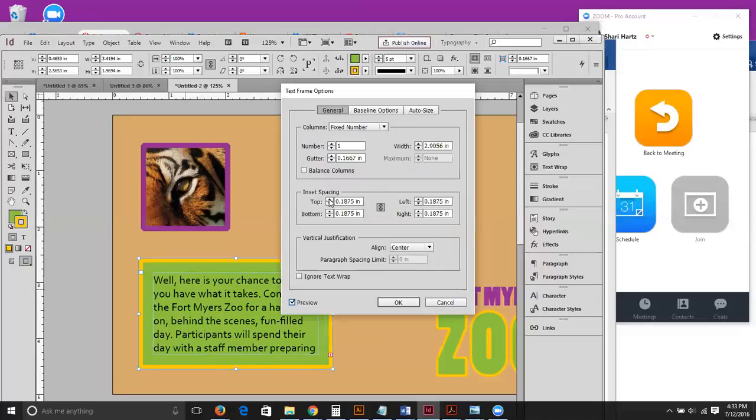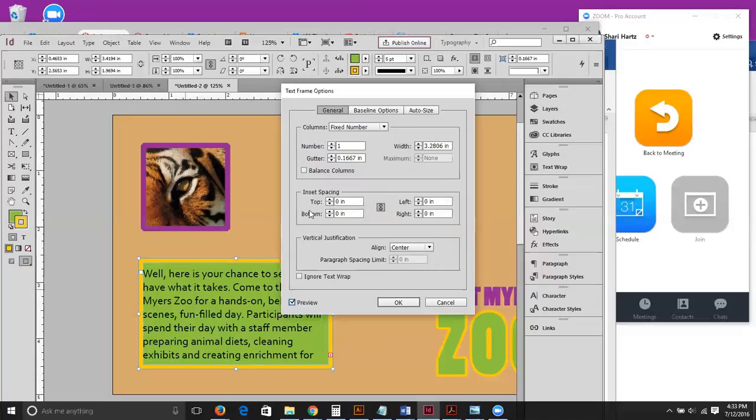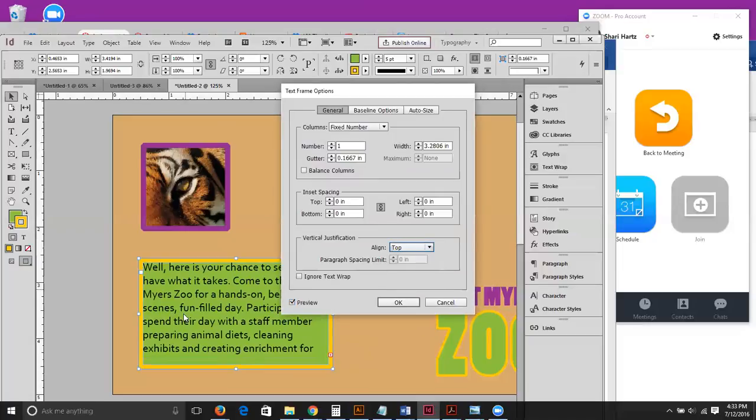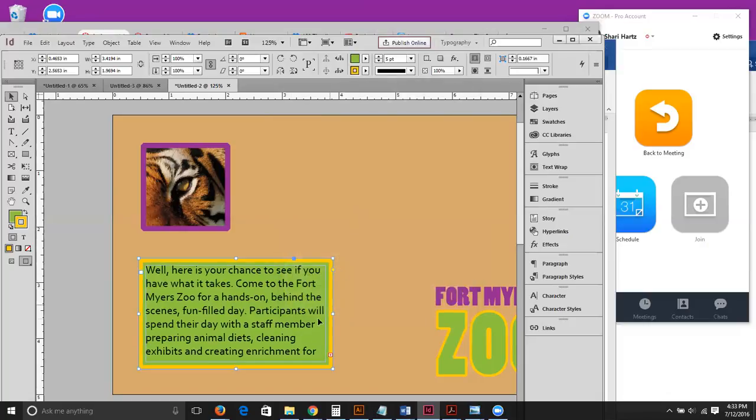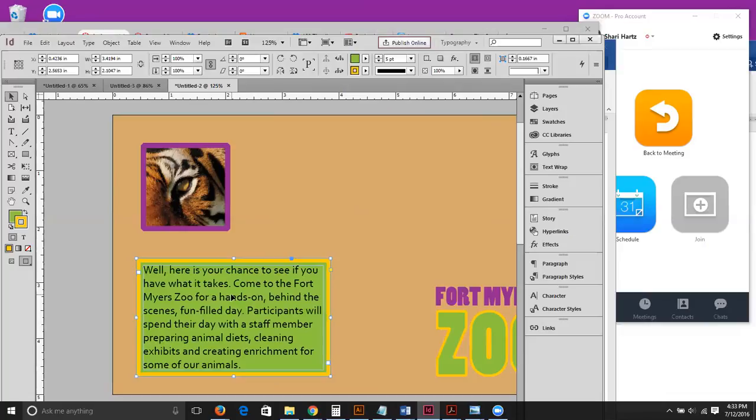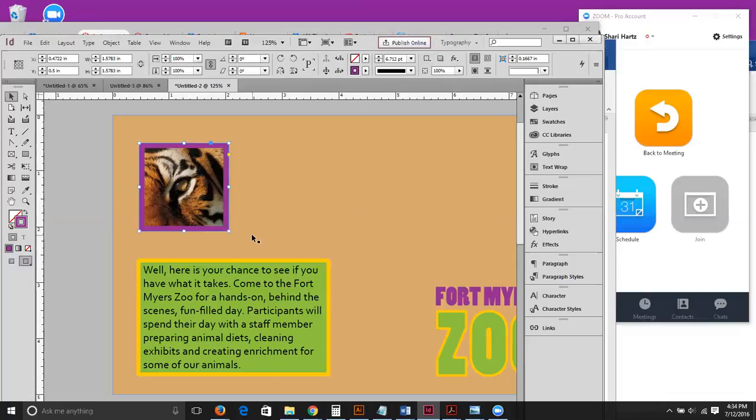Okay, so let me put it back to 0 so you guys can see what it looks like. When you have it at 0, you can see it's just sort of bumped up against the edge. So you can create inset spacing and it'll spread that out just a little bit. Let's see if we can take that down to 0.5. And made my text fall off here. Took myself just slightly out of the safety zone, but I think we're going to be okay. Okay.